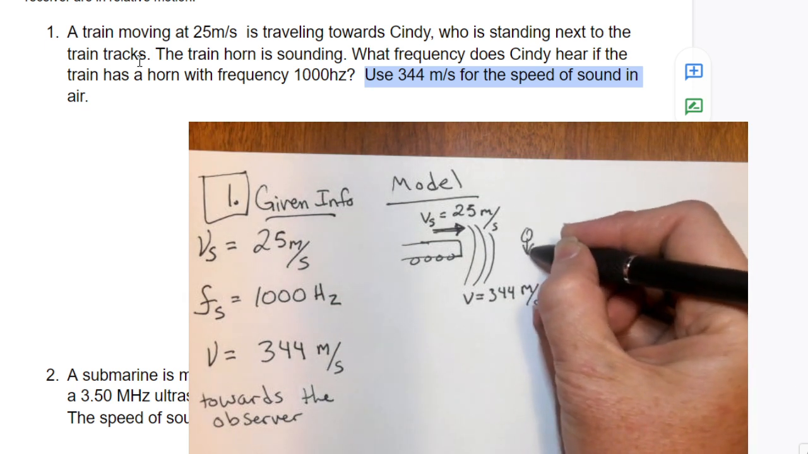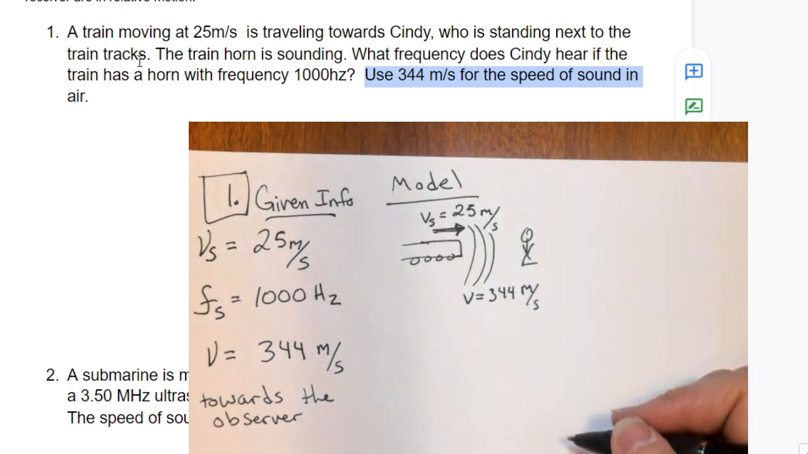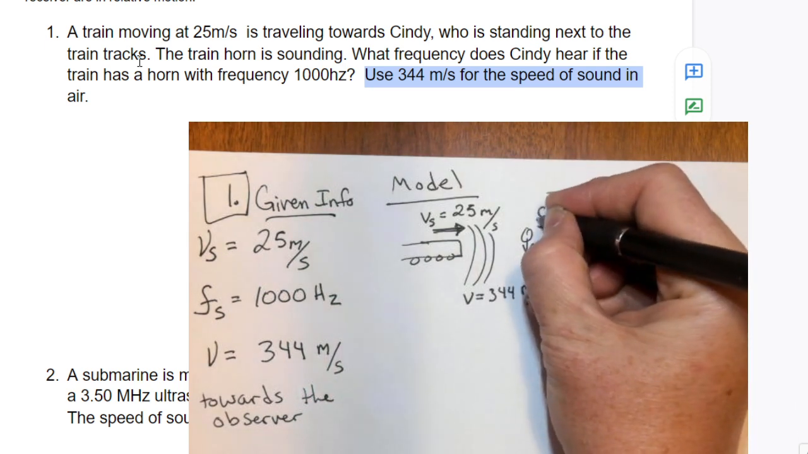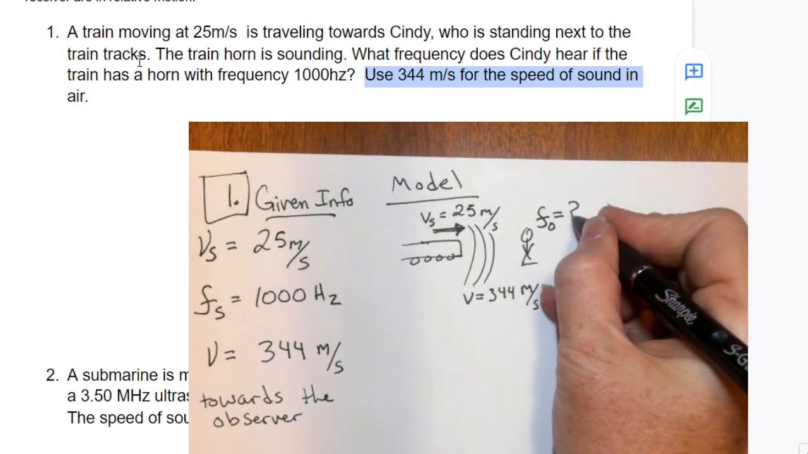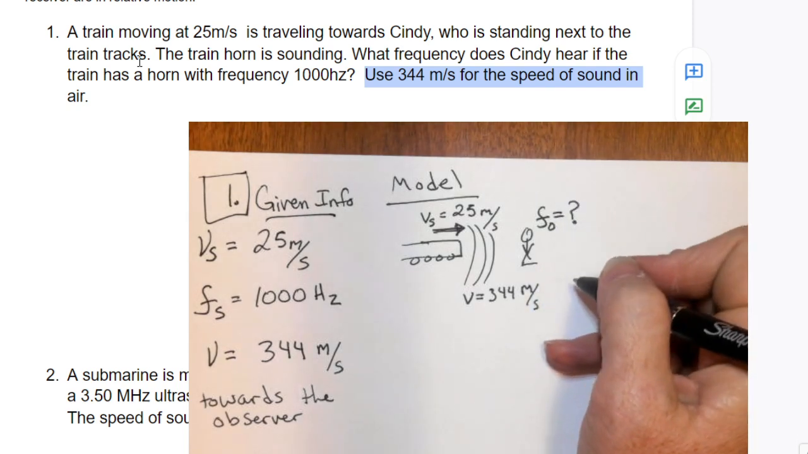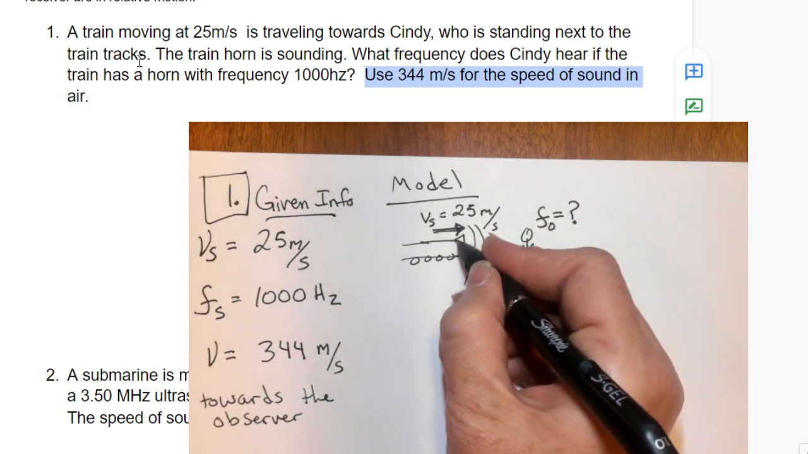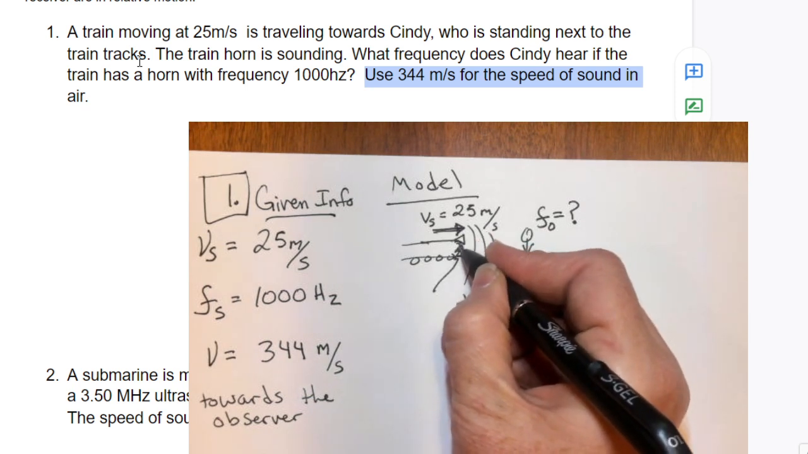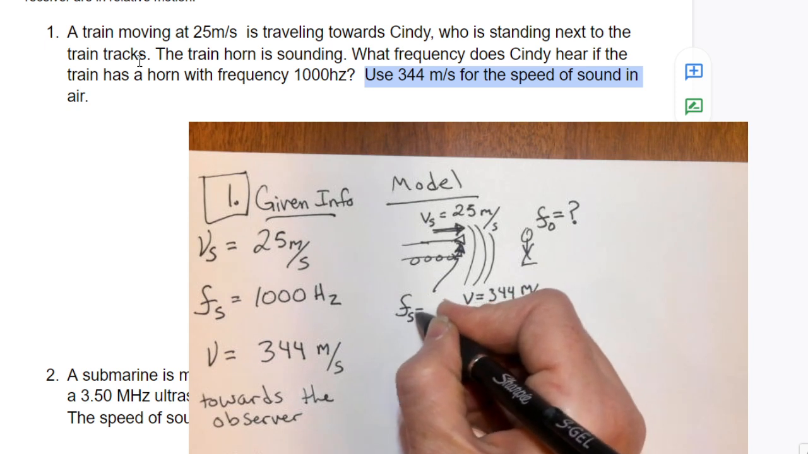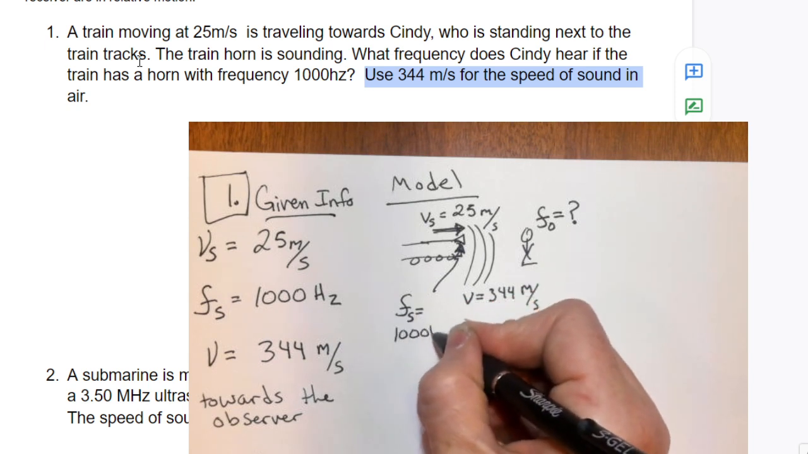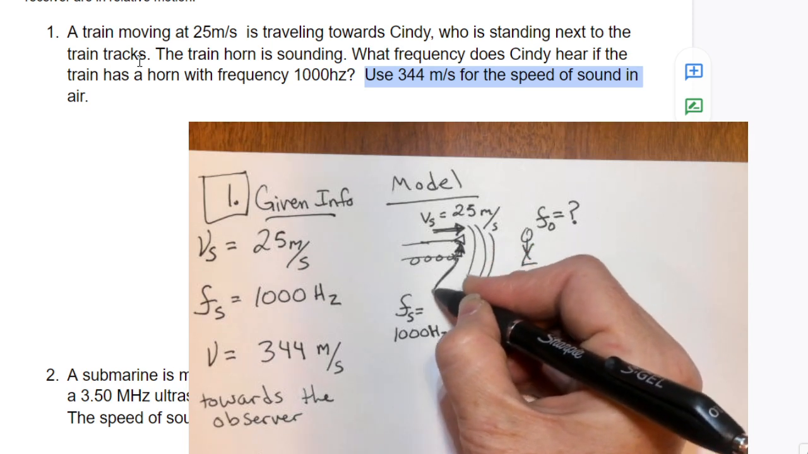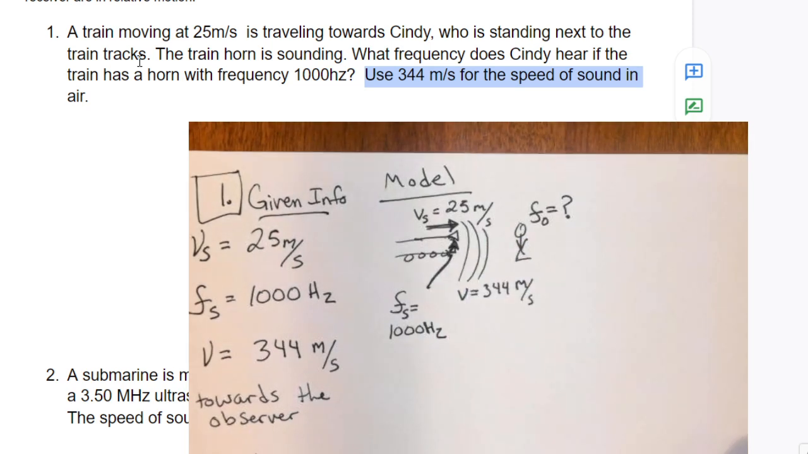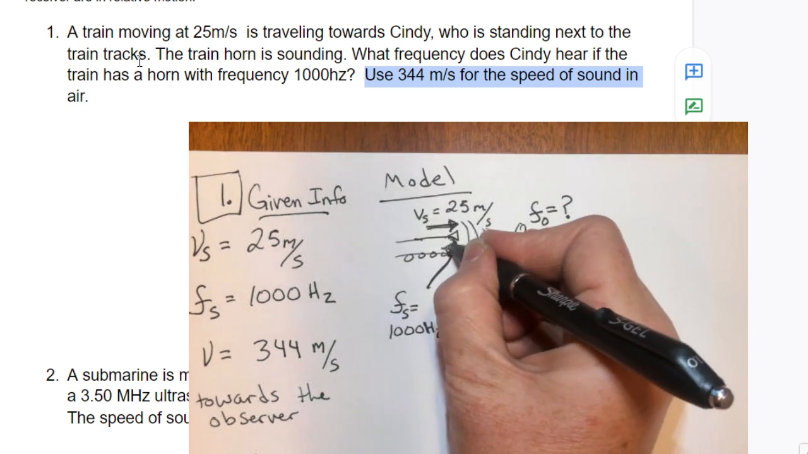Here's my observer standing stationary next to the track. I'm going to label f subscript o, which is the frequency heard by the observer, and that's what we're trying to find. And I'm going to label the frequency of the sound emitted as 1,000 hertz, coming from that train right here.